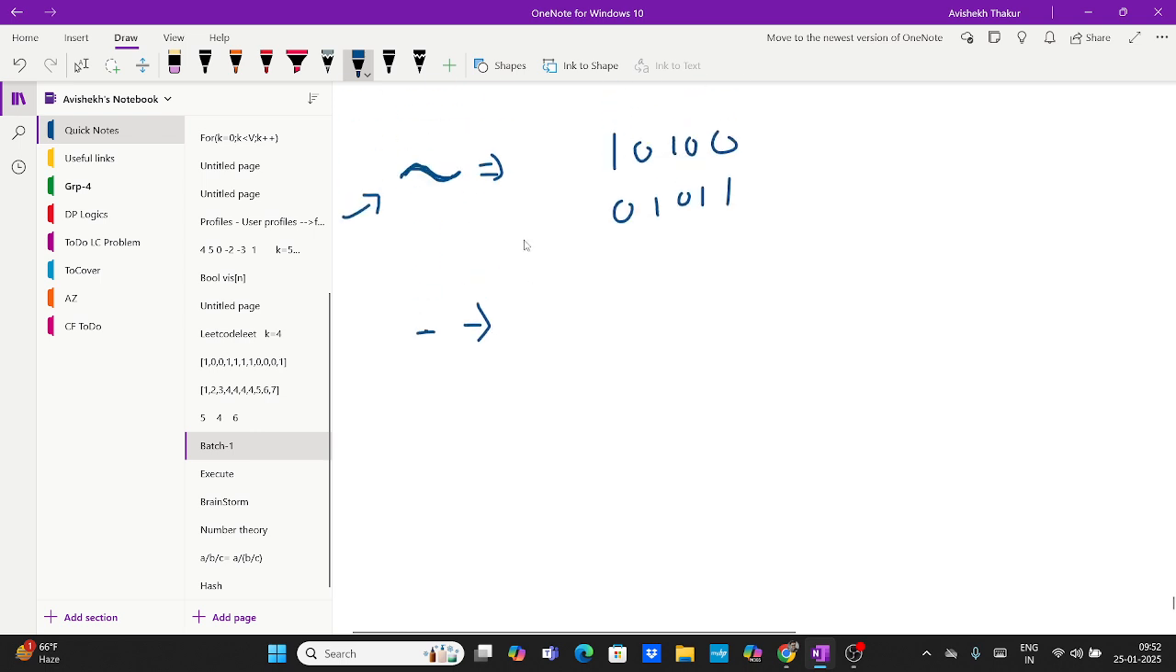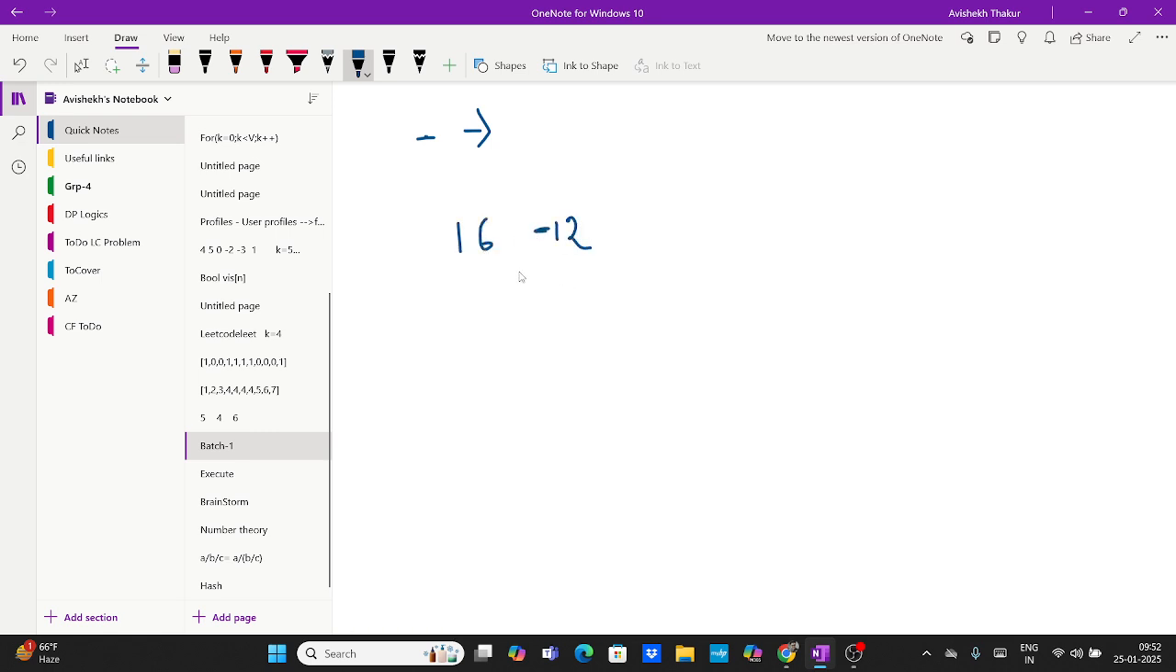Let me give you some insights. Say we are doing something as 16 minus 12. What happens in the computer is it will take it as, can I write like this? Yes. Now what is 12? I believe 12 is something like this, maybe like this. Now how to represent a negative number is nothing but its two's complement.